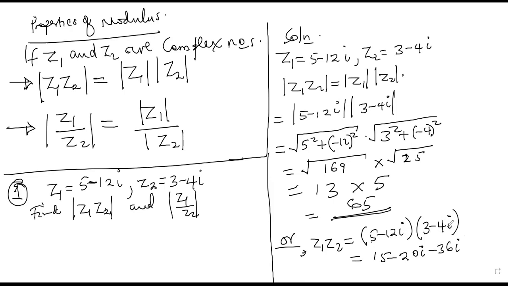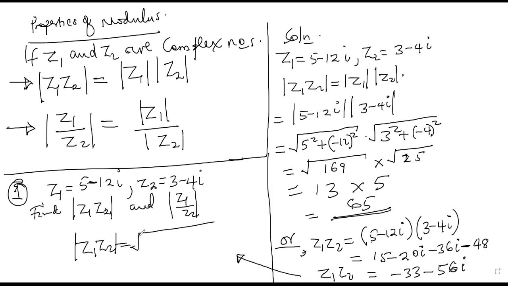But i and i, they make negative 1. So we shall have negative 48. So this is the same as 15 minus 48, that is negative 33, minus 20i minus 36i, that is minus 56i. So this is Z1 Z2, but they need its magnitude. So let me complete it from here. It means that you'll have the magnitude of Z1 Z2 as the square root of negative 33 squared plus negative 56 squared.